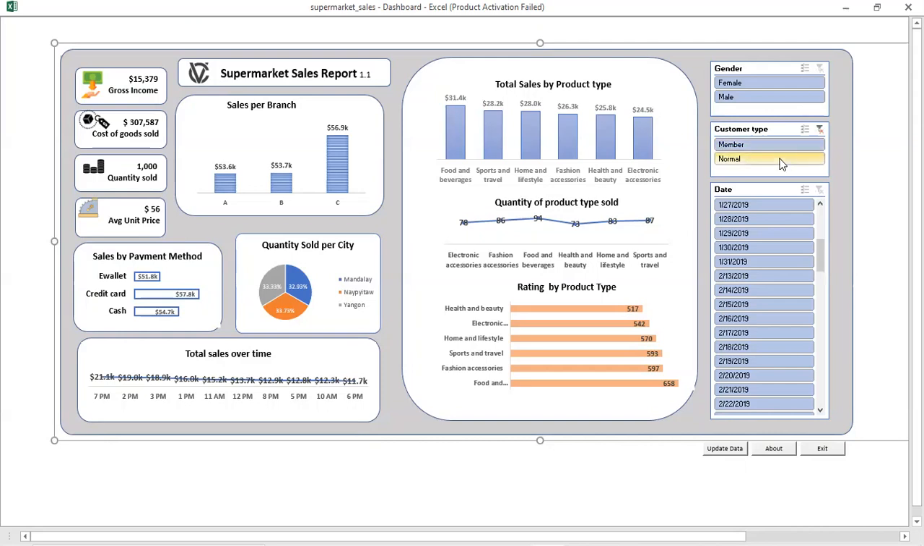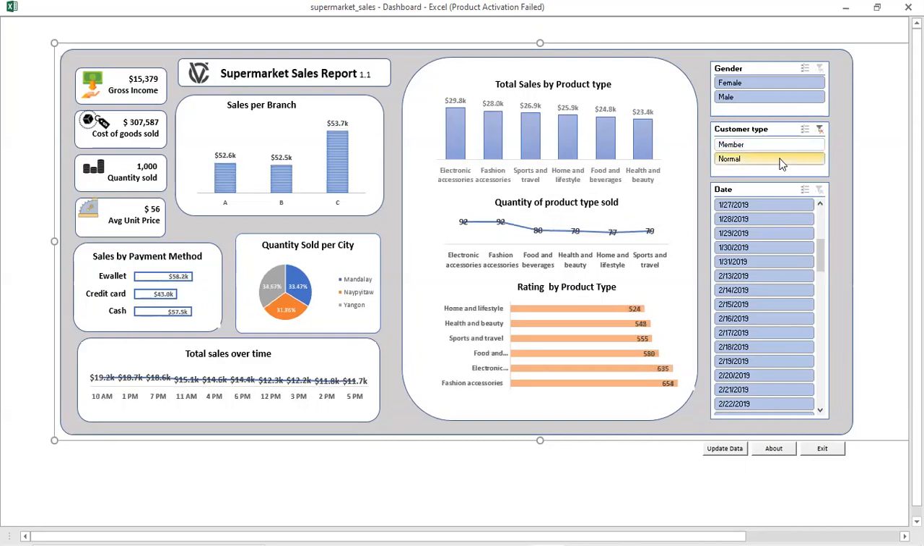Then let's look at the normal shoppers. Not much change, still branch C, same around the city, but they're paying less with credit card, they're paying more with e-wallet and cash. The time they're shopping most is 10 a.m. So this is our first anomaly. It's 10 a.m., but the least time is 5 p.m.